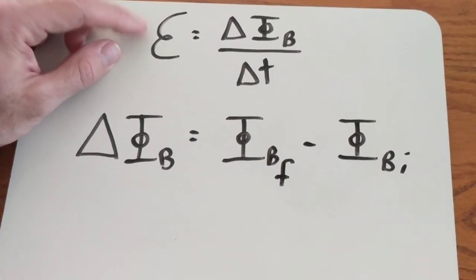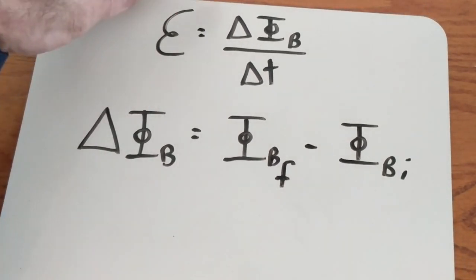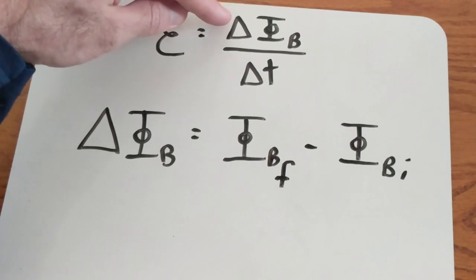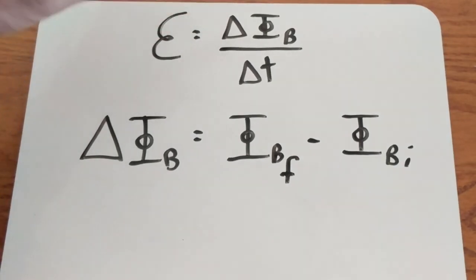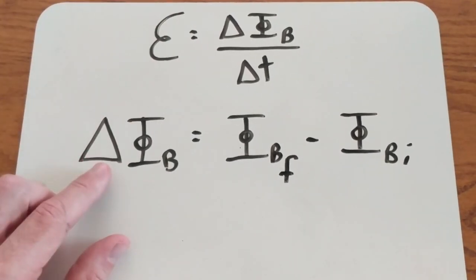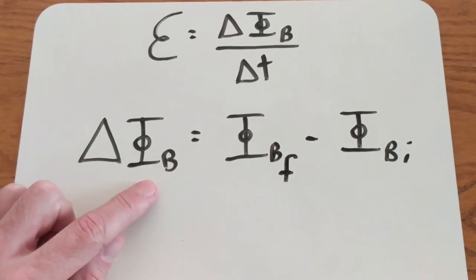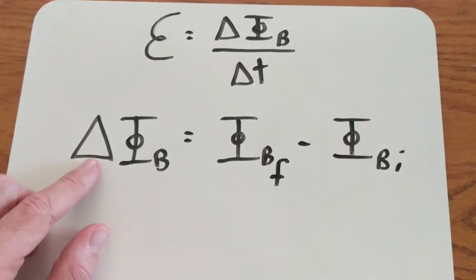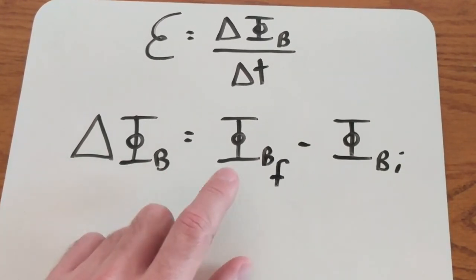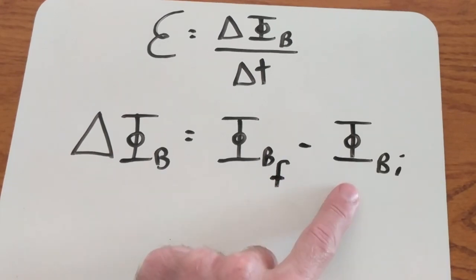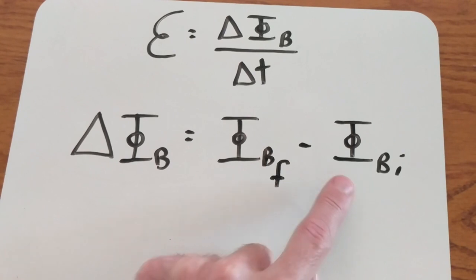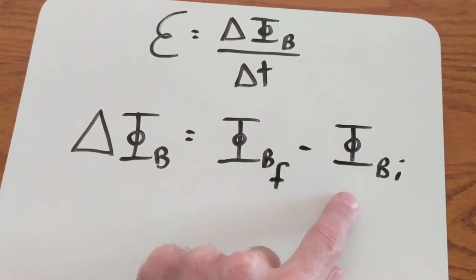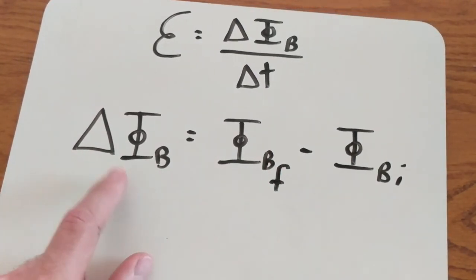So if we start with our EMF equation, EMF equals the change in magnetic flux over change in time. Well, what we don't know is the change in magnetic flux. All right, big deal. Let's go solve for it. Remember, delta magnetic flux always means final minus initial. So delta magnetic flux means final magnetic flux minus initial magnetic flux. So what we have to do first is calculate each magnetic flux, final and initial, and then subtract them to get this. So let's go look at the magnetic flux.